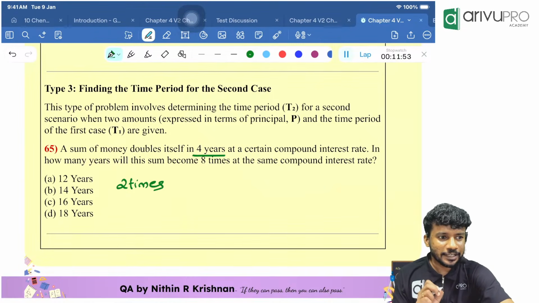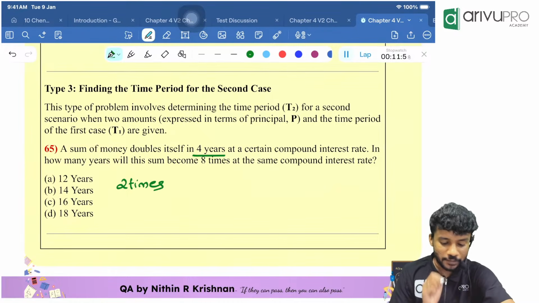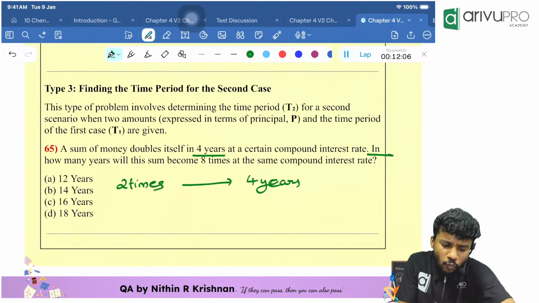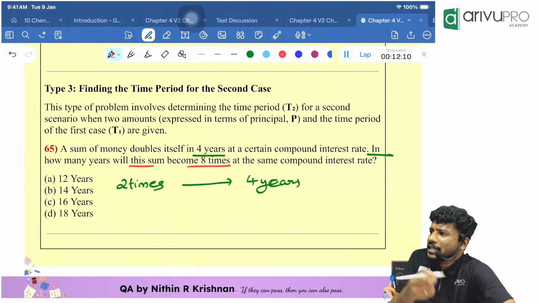100 also we can take, but that will take a lot of time to solve the question. That's why I'm showing you this shortcut. 2 times. In how many years now? 4 years. Then they are telling in how many years will the sum become 8 times?